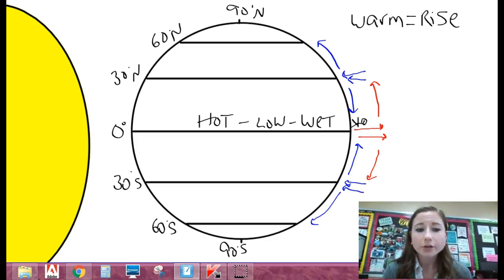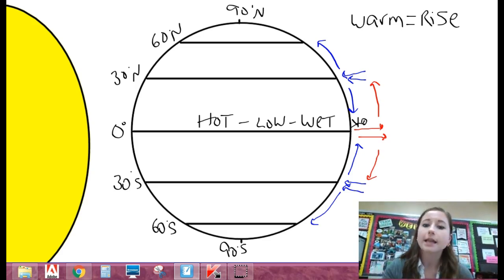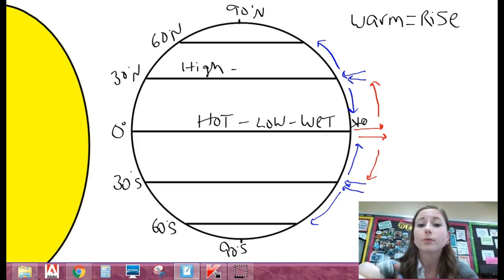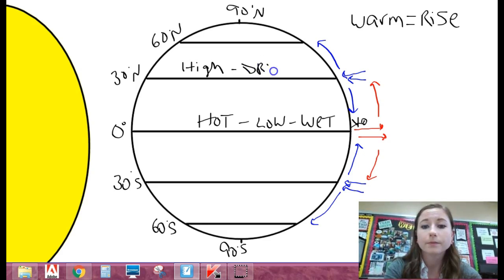Now direct your attention to 30 degrees north and 30 degrees south. Because of that convection current, at 30 degrees north, the air is sinking. So what type of pressure are we going to see there? You said high air pressure, you're correct. And because it's high air pressure, what type of weather are we going to get? Very nice.